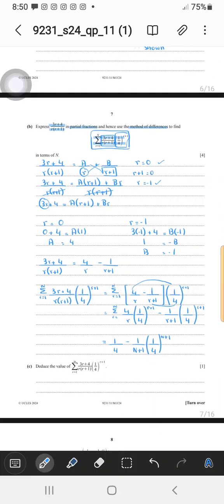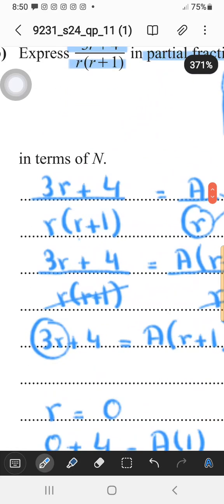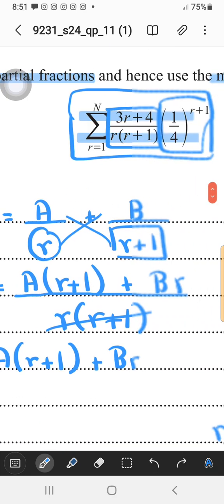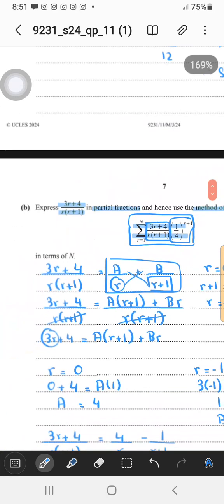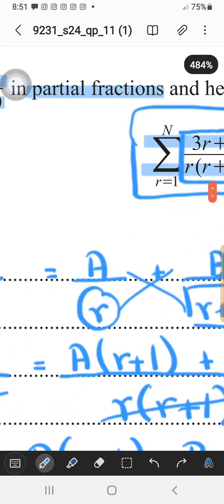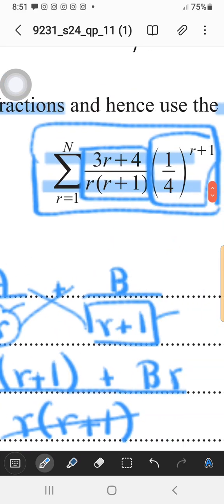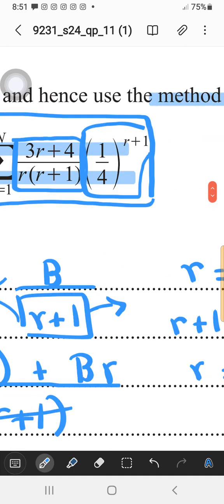What we do? First we do partial fraction. As our denominator is linear, both are linear, like this is linear, this is linear, we consider them separate, different. Okay. So our form will be like this: a upon r plus b upon r plus 1. Then we solved it and we got a simplified equation. Then we do r is equal to 0 and then r plus 1 is equal to 0. Through r equal to 0 we got r equal to 0 and through r plus 1 equal to 0 we got r is equal to negative 1.